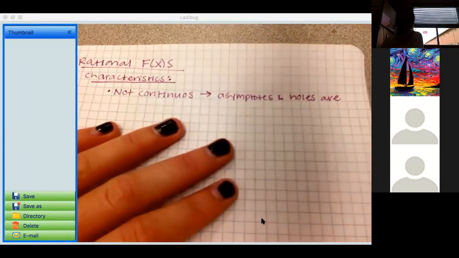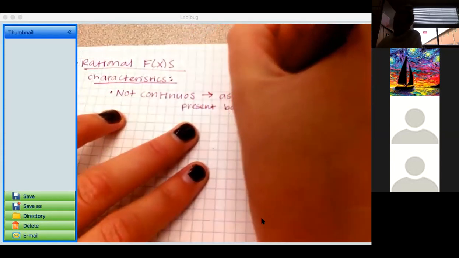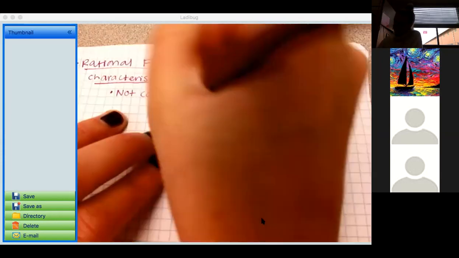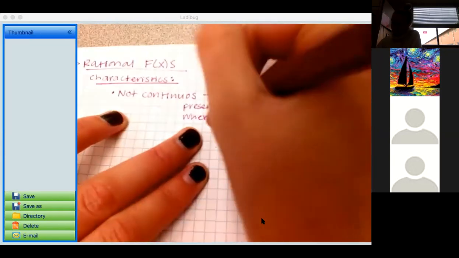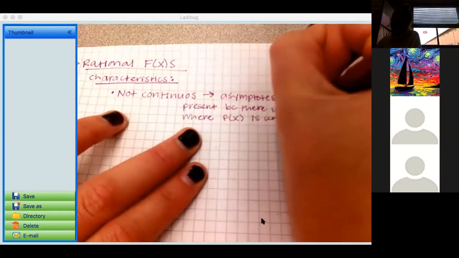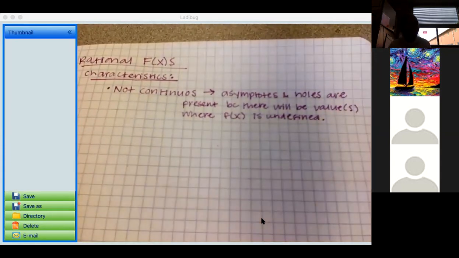Asymptotes and holes are present because there will be values where f of x is undefined. Rational functions cannot be continuous, meaning there will be asymptotes or holes or both in some situations, because there are values where the function is not defined, it's undefined.